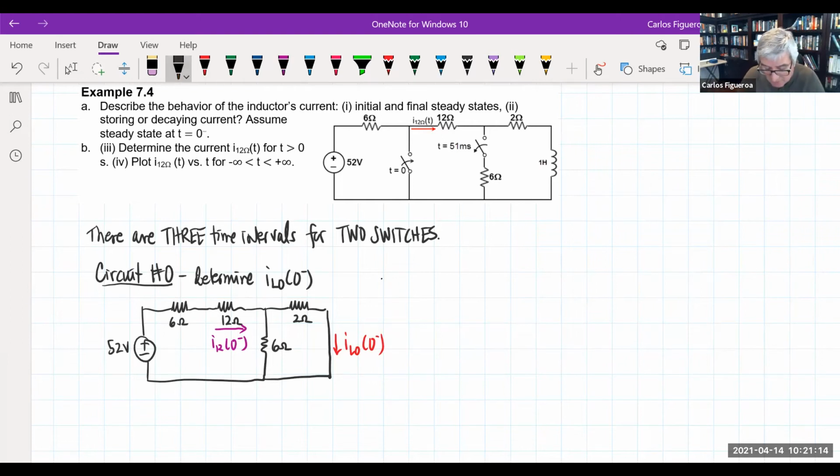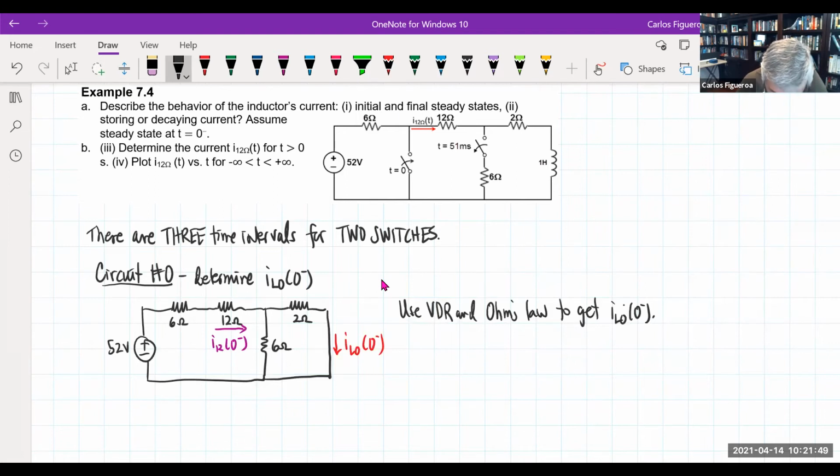The first thing I'm going to do is see that the current through the 2 ohm resistor is really the voltage. The way I'm going to get it is to use VDR and Ohm's law to do all of this work, to get IL of 0 minus. So here we go.